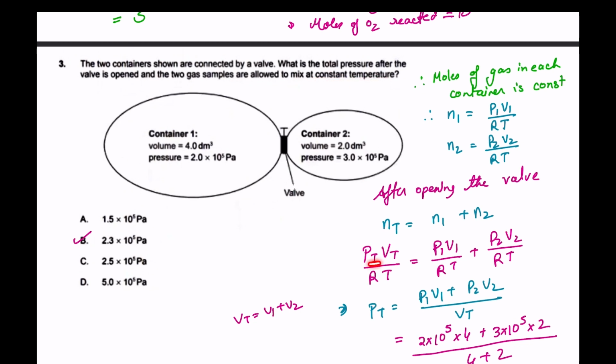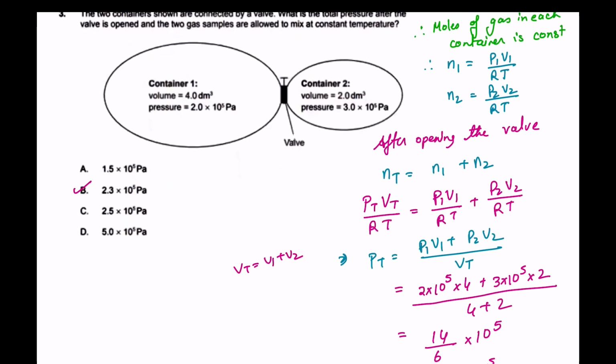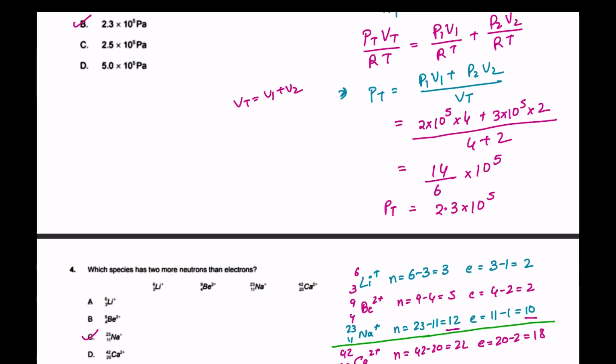So after opening, we have P total V total by RT equals P1 V1 by RT plus P2 V2 by RT. So after cancellation, you get P1 V1 plus P2 V2 by V total. Now I know P1 is this, V1 is this. I know P2 is this, V2 is this. But what is V total? V total is the sum of the volumes of the 2 containers. This is 4 plus 2, that is 6. So upon solving, we get P total as 2.3 times 10 to the power 5, which is option B, and which is the correct answer to this question.